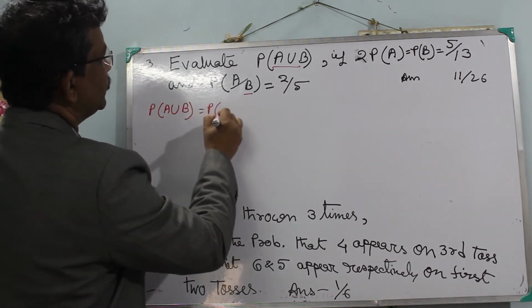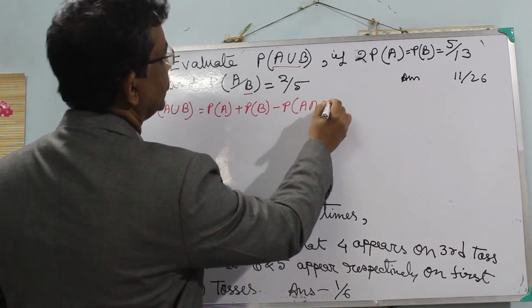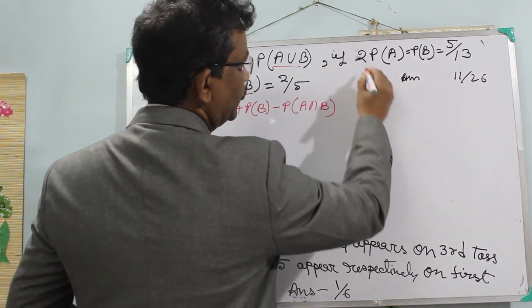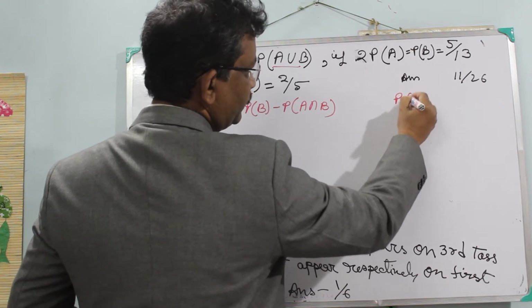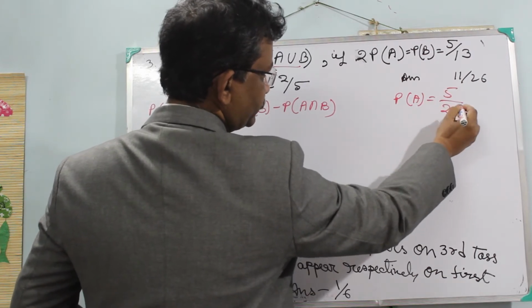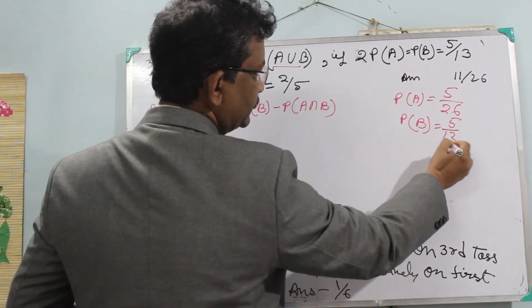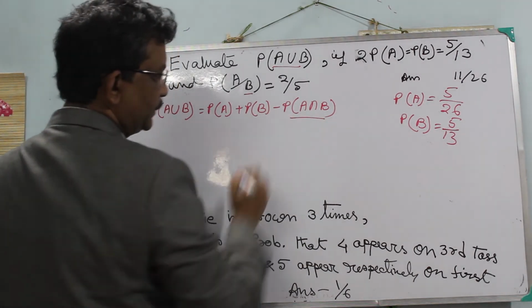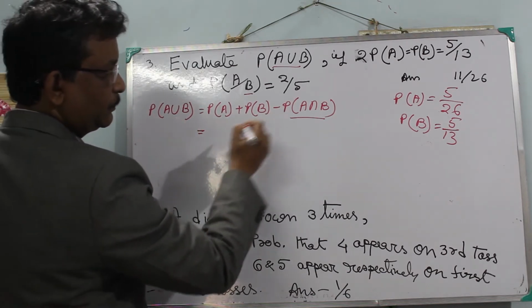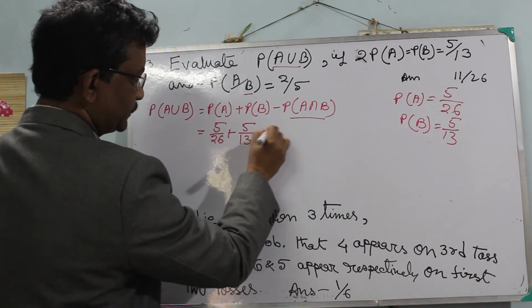Probability of A union B equals probability of A plus probability of B minus probability of A intersection B. It is clear. Probability of A divided by 2 is 5 by 13, that means probability of A equals 5 by 26. And probability of B equals 5 by 13. So what is the probability of A intersection B? If we calculate A intersection B, the problem is easy. So I can put probability of A equal to 5 by 26 plus 5 by 13 minus this.